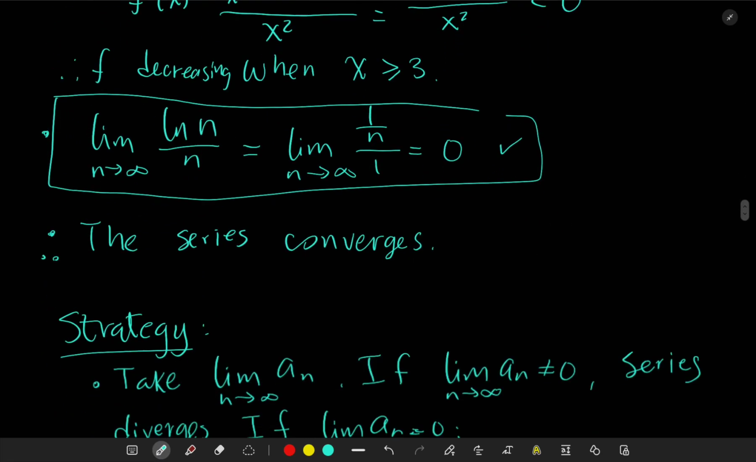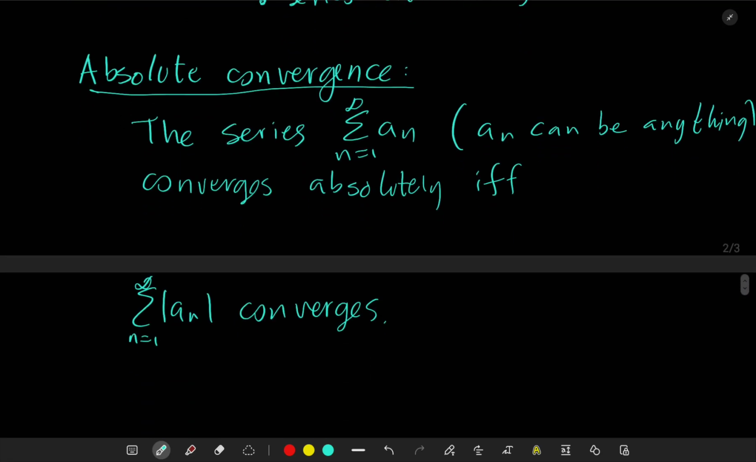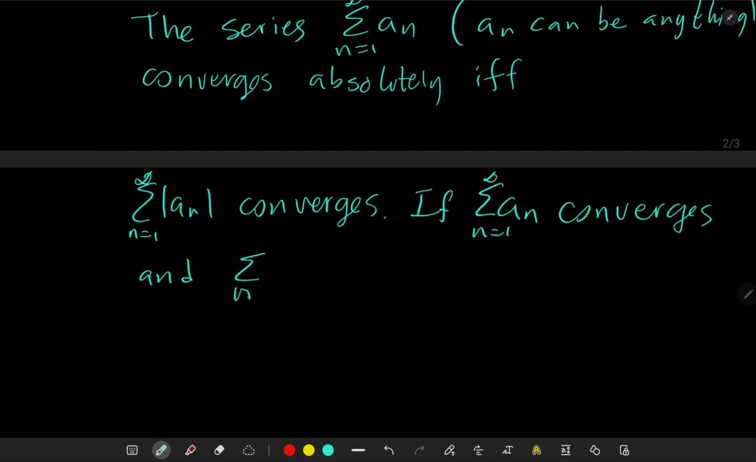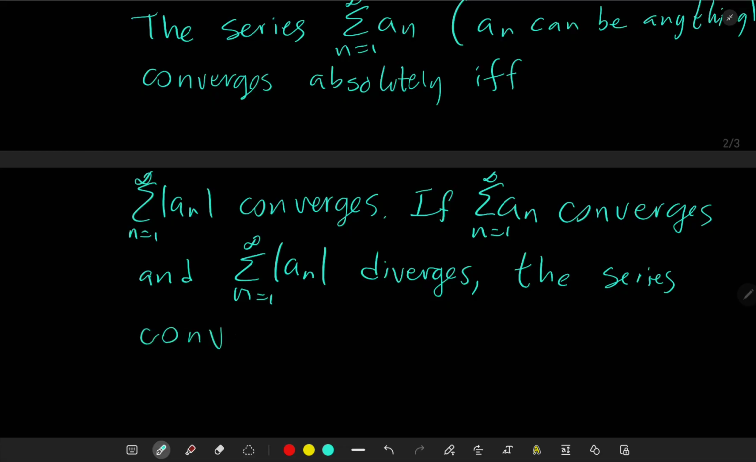Same for this one. And so what do we call series that converge only the series itself, but not the absolute values? We say that if the series a_n converges, and the sum from n equals 1 to infinity of the absolute values diverges, the series in question converges only conditionally, converges conditionally.